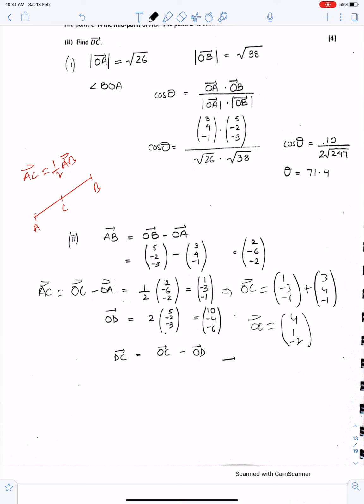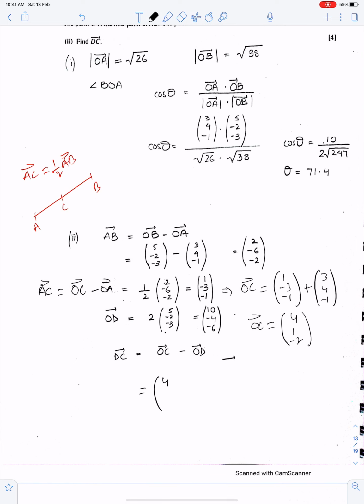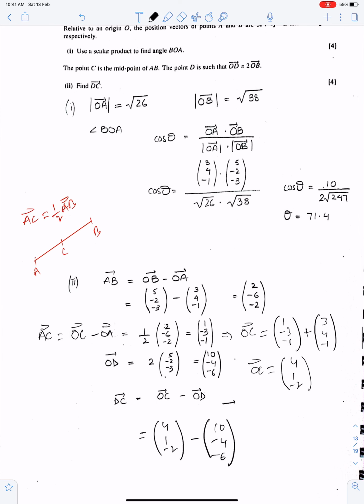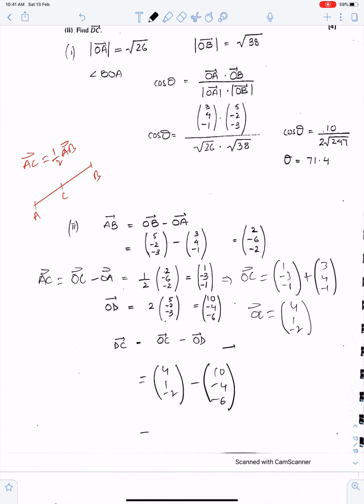Yes, so DC is OC minus OD. We have OC, it's 4, 1 minus 2, and OD is 10 minus 4 minus 6. So DC will be minus 6, 5, and 4. This is DC. So let me repeat this.